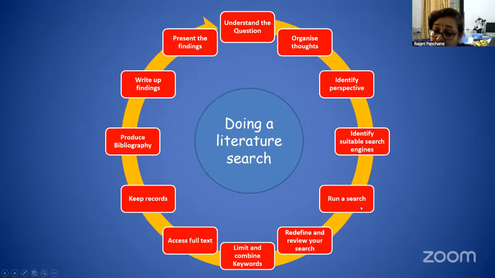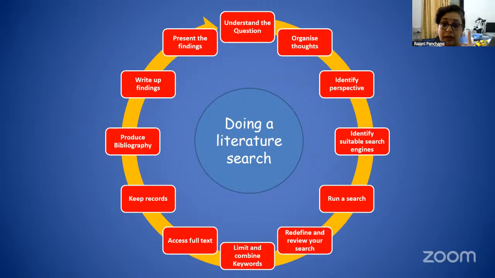You should be able to run a search and define and review your research. You start with an idea. When you do a literature survey, your search or your review or your perspective gets redefined. While doing this, you should know which keywords you want to use. Never go only with the abstract. Read the entire paper before you go ahead. Keep records. Produce a bibliography. What is a bibliography? A bibliography is a library. It's a collection of everything that you have read.